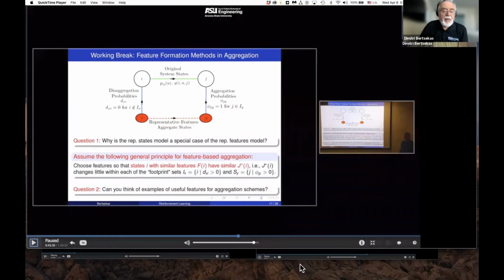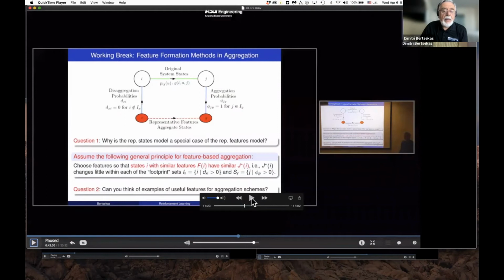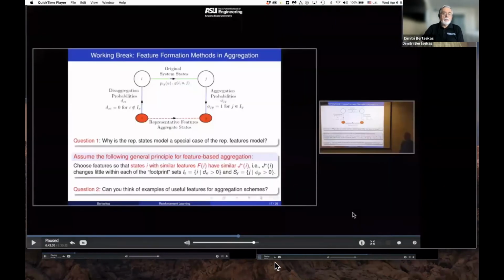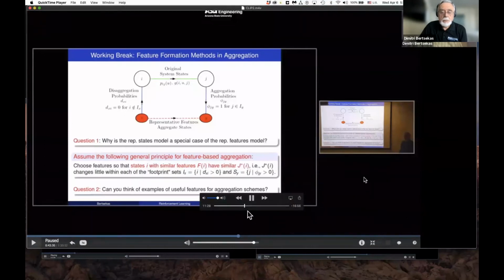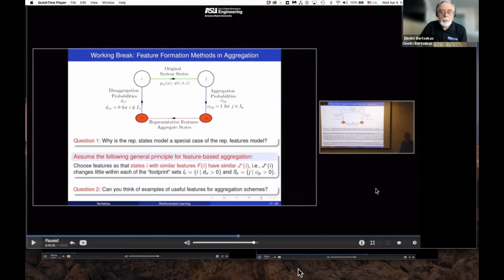Okay, let us come back to these questions of what would be useful features for aggregation purposes. Are there any questions at this point that you want to ask? I want to ask whether there are any questions so far before we go into questions 1 and 2.